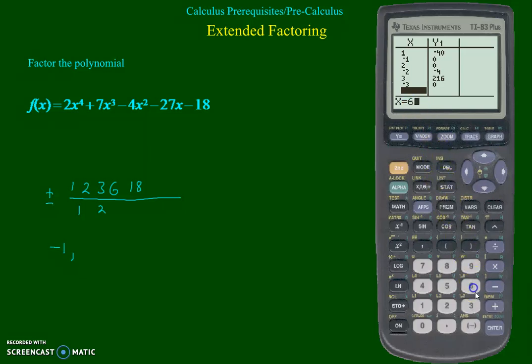And let's try 6. And -6. No, let's try 3 halves. No, let's try -3 halves. Oh, and -3 halves is a 0. So we know that our zeros are 1, 2, -3, and -3 halves.